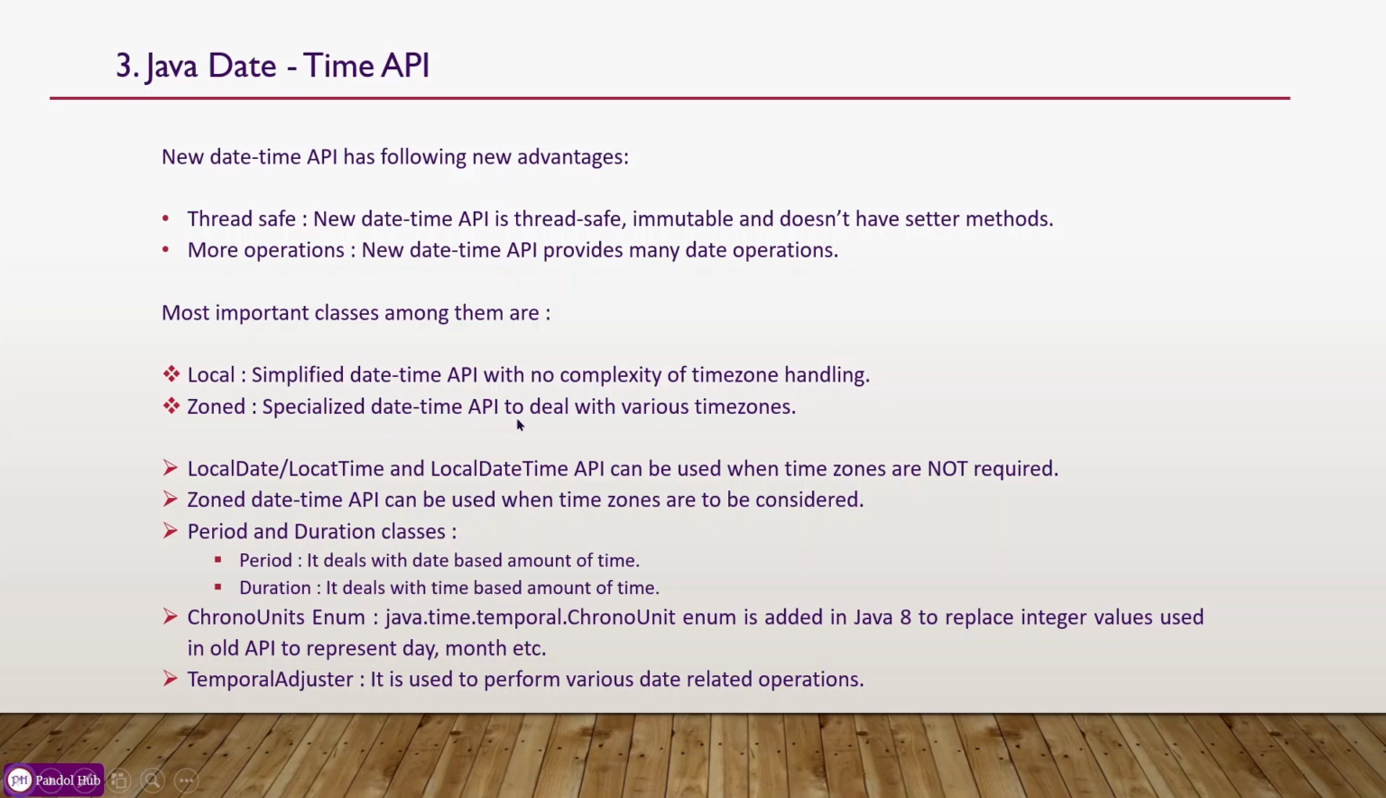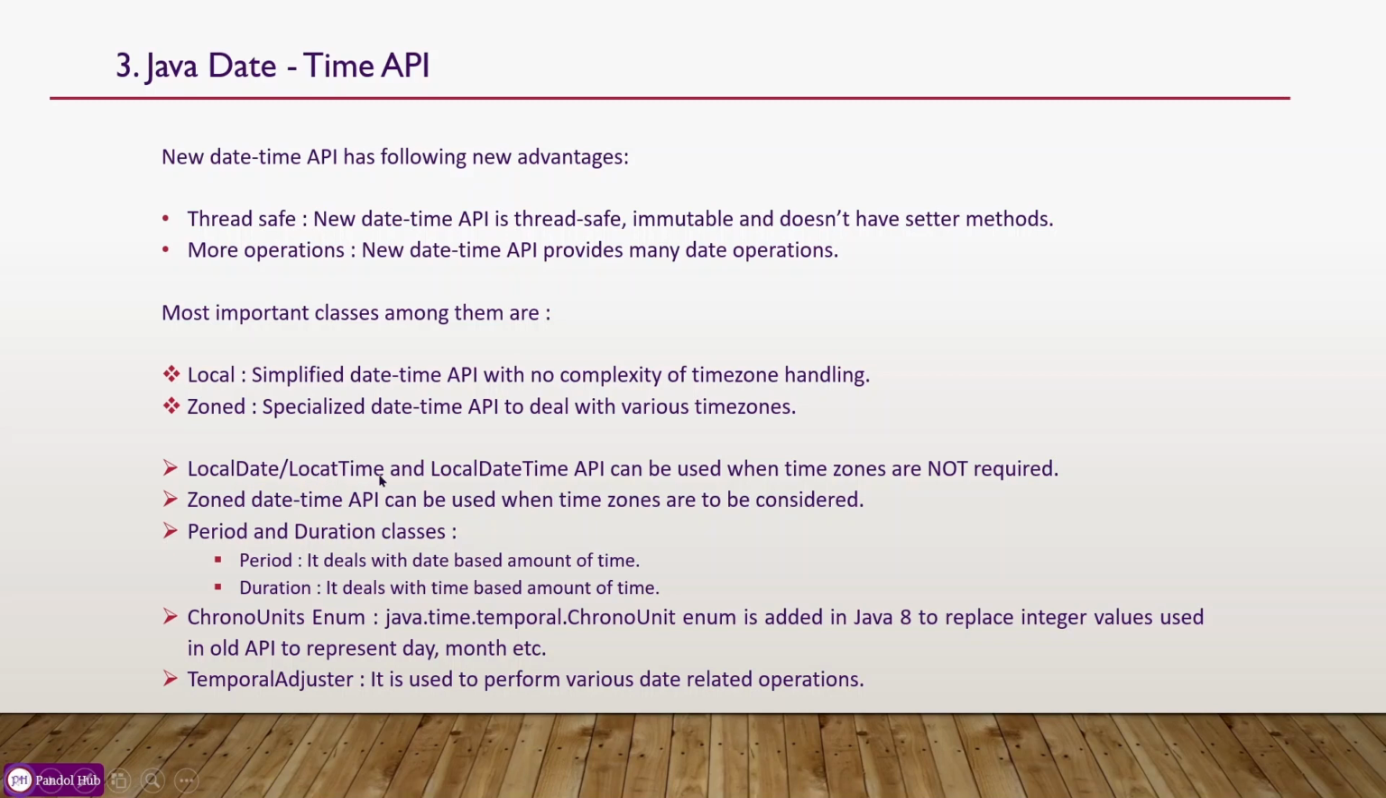Specialized datetime API to deal with various time zones. So the local class is used when we have simple date and time objects to be stored, which are irrespective of the time zone handling. If you are concerned only about the date and time, and you're not concerned about the zone, then in that case you can go for a local class. And if you have the zone also to be in place, then you can go for the zone classes.